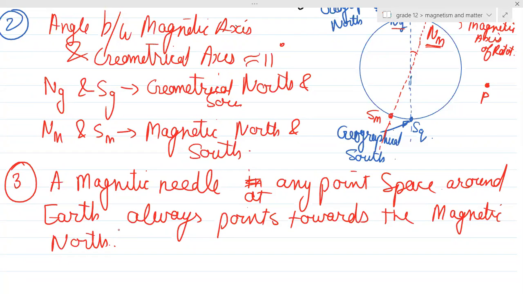Is it clear, guys? Yes, sir. If I divide it like this, then the next point I will divide. So I guess you are clear about the geographical north and geographical south, magnetic north and magnetic south. Clear?